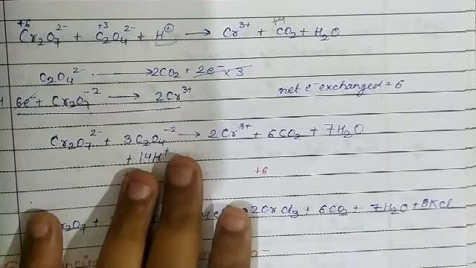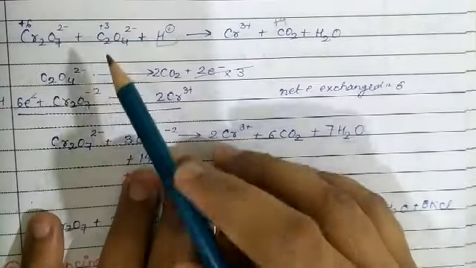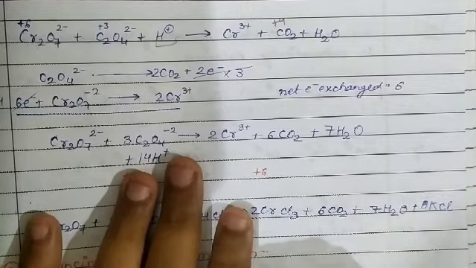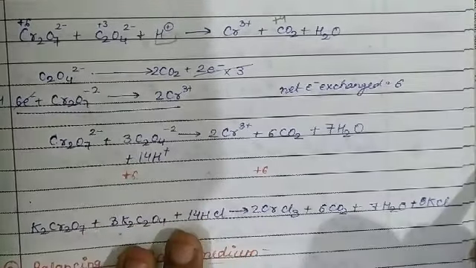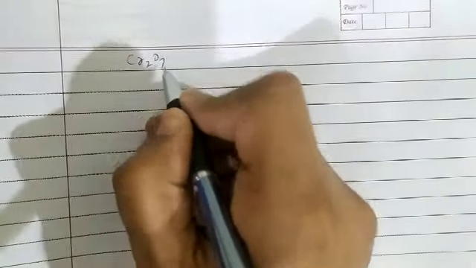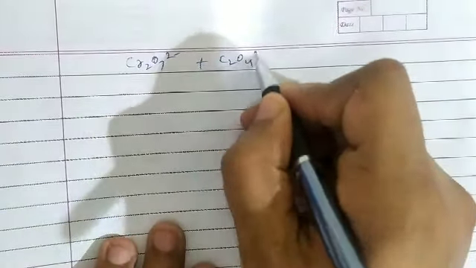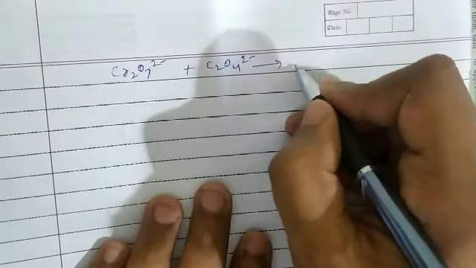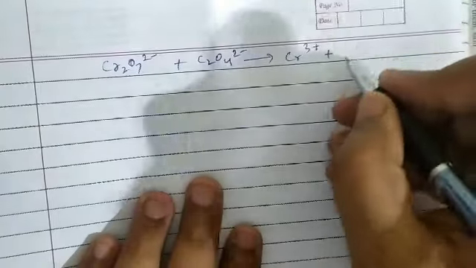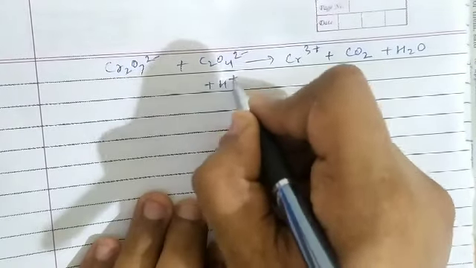See how we balance the equation. So split the equation into two halves, one is the oxidation half and one is the reduction half. See how we balance the reaction. Basically the reaction is Cr2O7 2 negative plus C2O4 2 negative changes into Cr3 positive plus CO2 plus water, in the presence of acidic medium. This is the skeleton reaction.